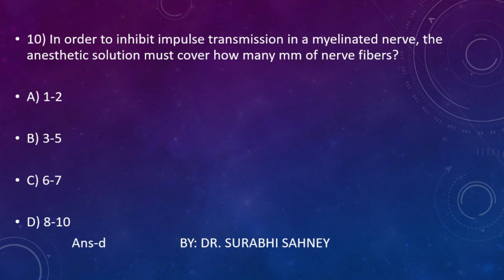In order to inhibit the impulse transmission in a myelinated nerve, the anesthetic solution must cover how many millimeter of nerve fiber? Option A, 1 to 2. Option B, 3 to 5. Option C, 6 to 7. And option D, 8 to 10. So what do you think? What will be the right answer for this question? Make sure you read the question carefully.